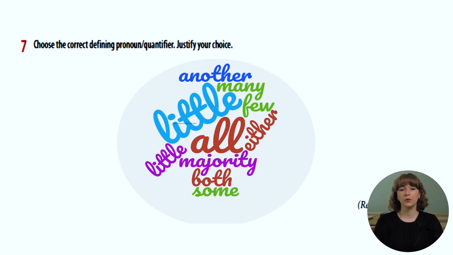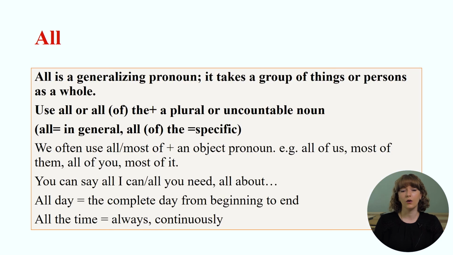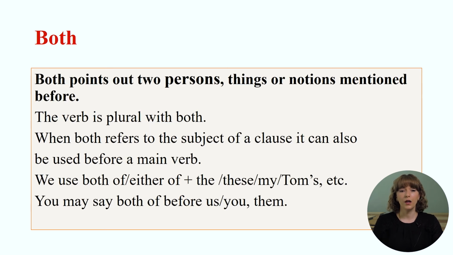For the next exercise, you will need to revise the usage of pronouns and quantifiers and pay attention to the difference between them. You have some valuable information in your school books, page 141. Be sure you consult it before trying your hand at choosing the correct defining pronoun or quantifier. All is a generalizing pronoun. It takes a group of things or persons as a whole. Both points out two persons, things, or notions mentioned before. The verb is plural with both. When both refers to the subject of a clause, it can also be used before a main verb.